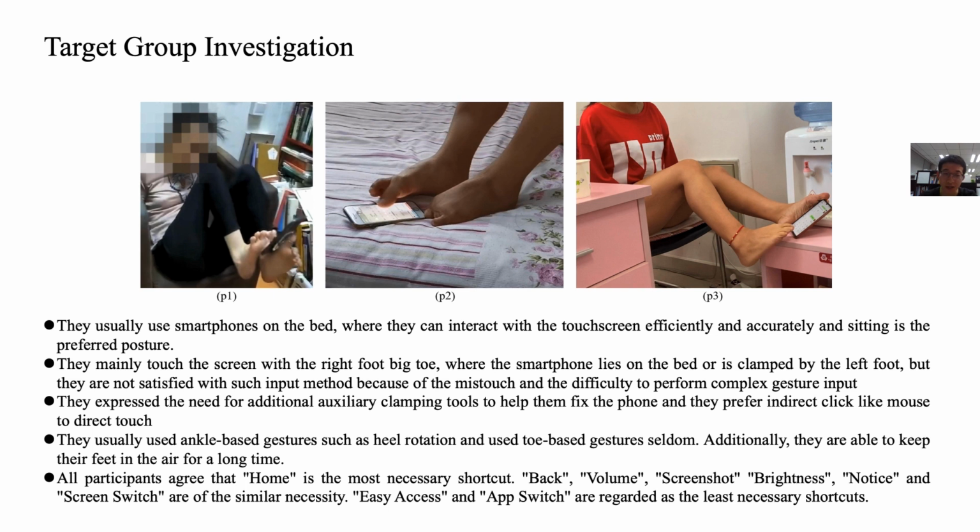They are unsatisfied with current input methods because of the mistouch and the difficulty to perform complex gestures. They also express a need for additional auxiliary clamping tools and a preference for indirect click like mouse. We also found that they prefer ankle-based gestures to toe-based gestures and are able to lift their feet for a long time. Furthermore, we also investigated the necessity of several smartphone shortcuts for them.